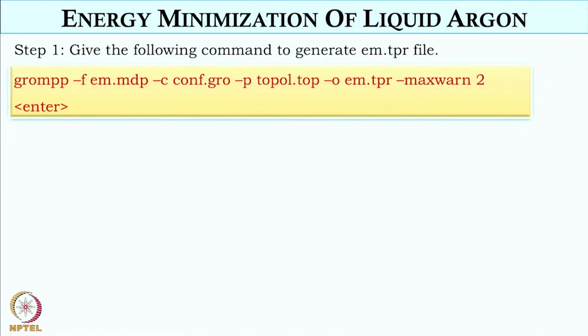Now to generate the em.tpr file, we have to type the command grompp -f em.mdp -c conf.gro -p topol.top -o em.tpr -maxwarn 2. So grompp is a command which will combine the MDP, GRO and topology file into one single binary input file, which is a TPR file. -o refers to the output, and -f, -c, -p are the flags for the different files.